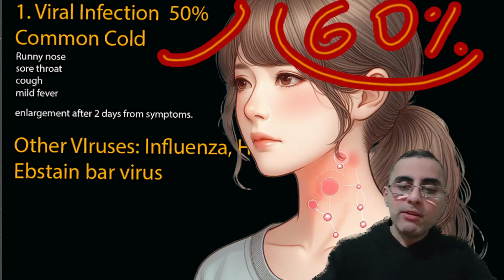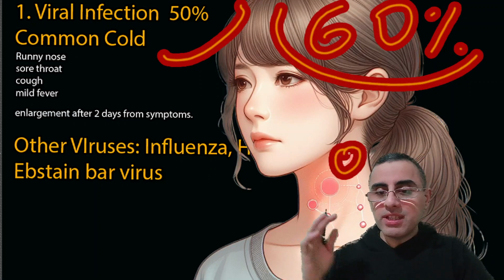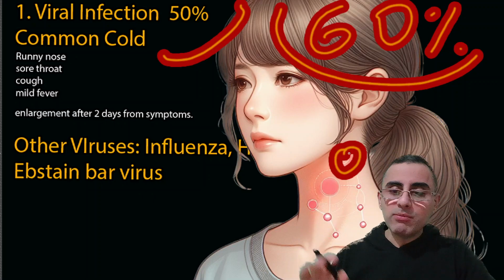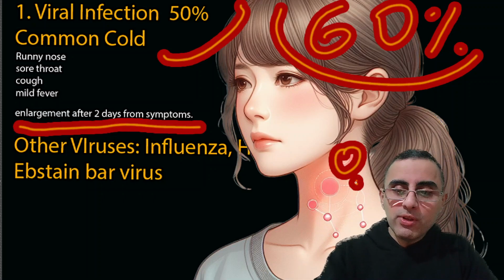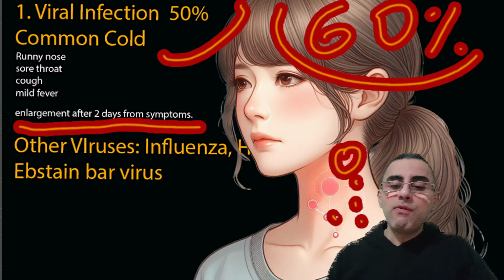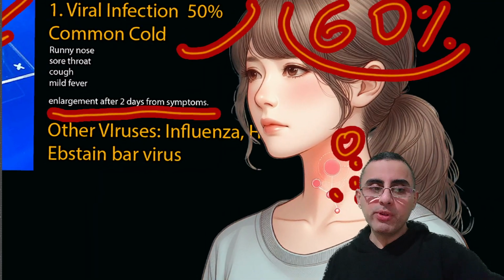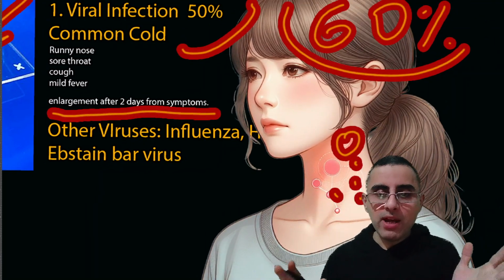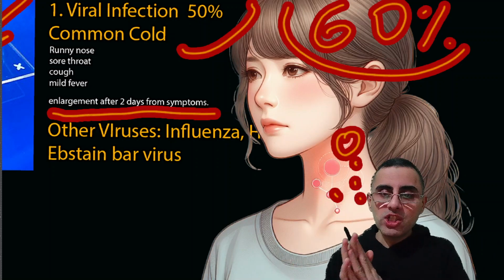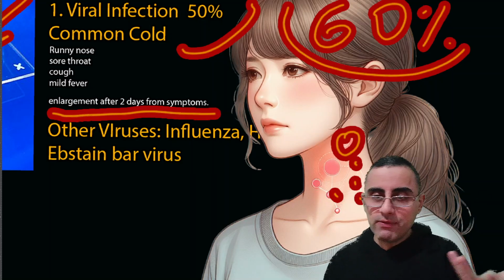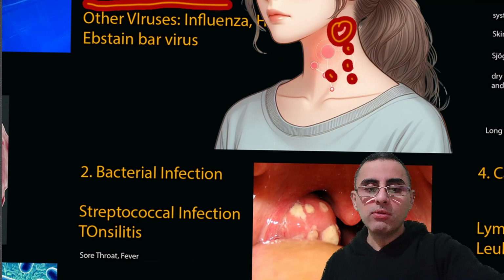This enlargement of lymph nodes occurs about 2 days after symptoms start, and these enlarged lymph nodes can stay enlarged for several weeks. Other viruses also cause enlarged lymph nodes, such as influenza virus, COVID-19, Epstein-Barr virus, which causes infectious mononucleosis, and HIV.